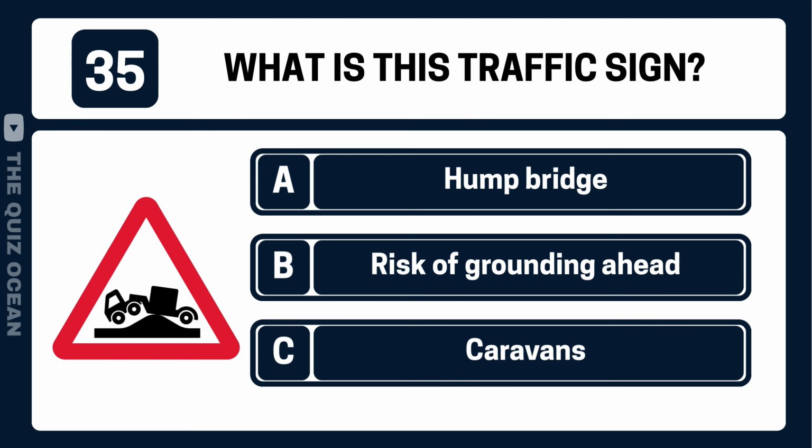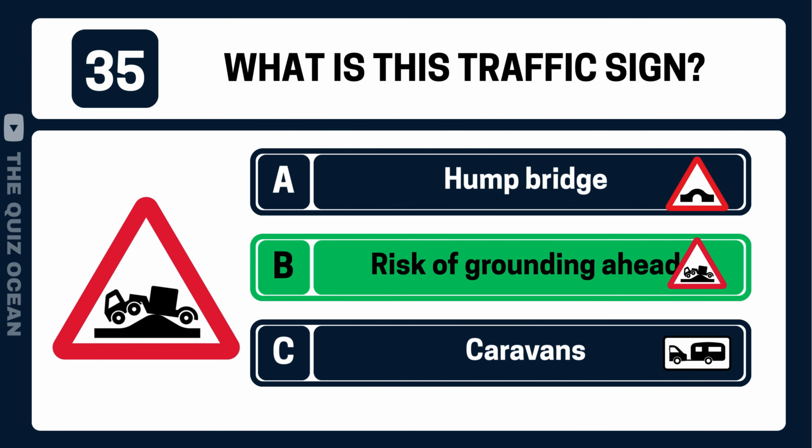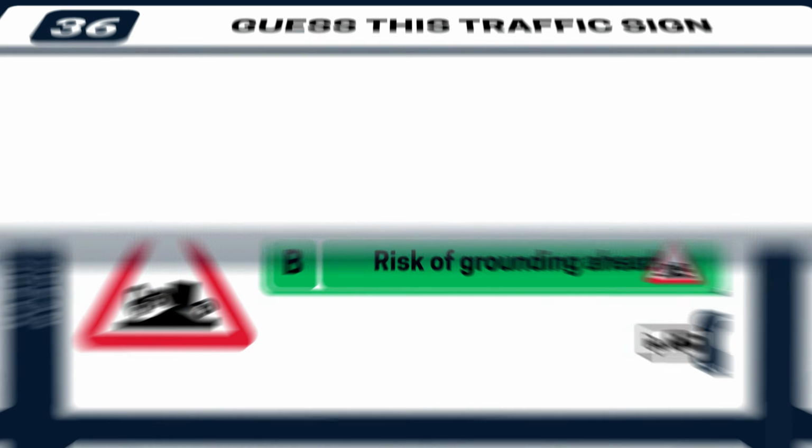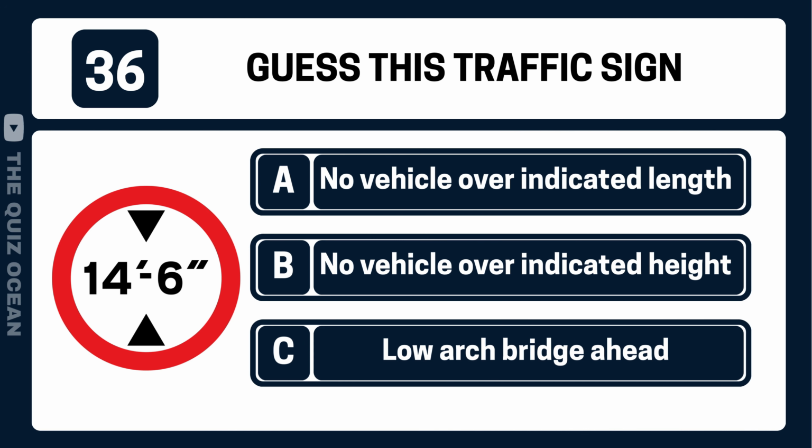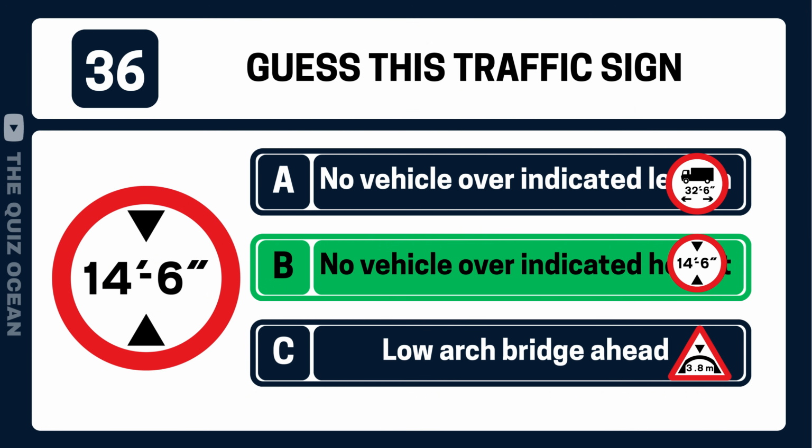What is this traffic sign? Well spotted. This sign warns drivers of a risk of grounding ahead. Guess this traffic sign. Correct. This sign prohibits vehicles over the indicated height.